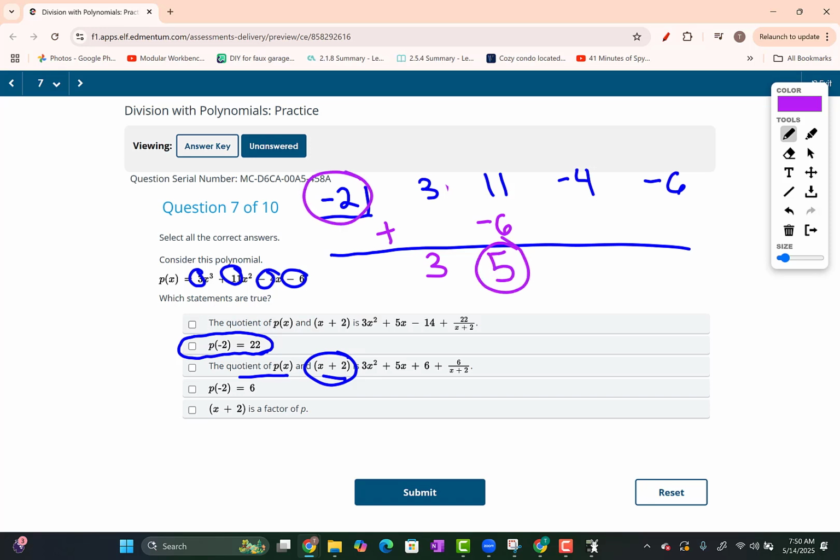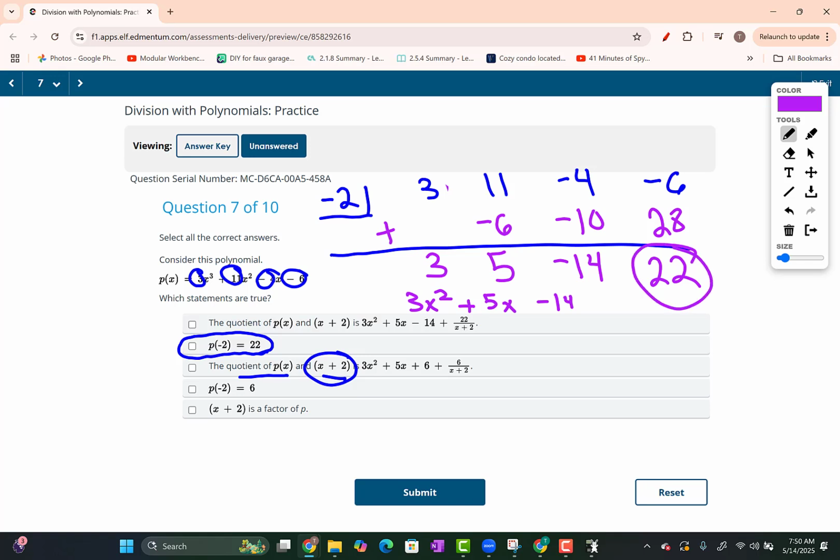And then we're going to multiply these two together. -2 times 5 is -10. We're going to add these two together. We get -14. And then multiply those two together. We're going to get positive 28. And then -6 plus 28 is 22. You can see from the answer choices, these are our coefficients. 3x squared plus 5x minus 14. And then the remainder is 22.